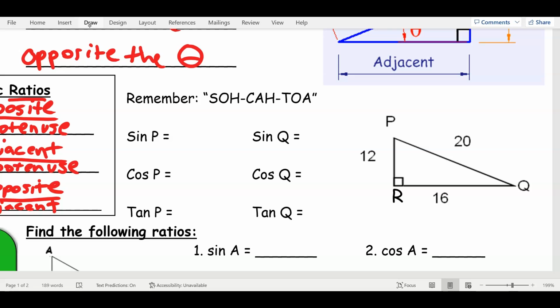All right, thank you. Now, check it out. Sine, cosine, and tangent of P. Now, all of these are P, P, P. Cool? So here's the deal. Everybody, I want you to put a little arc. Put an arc at P.